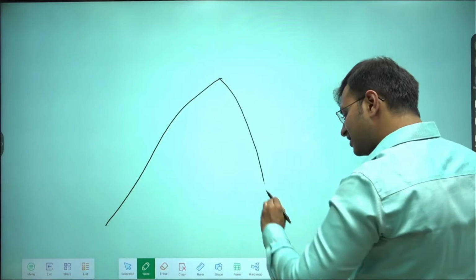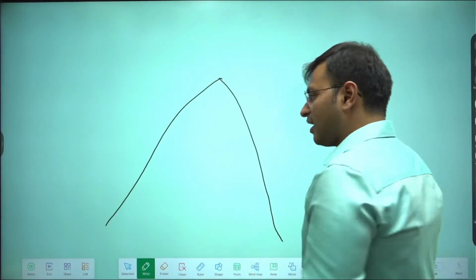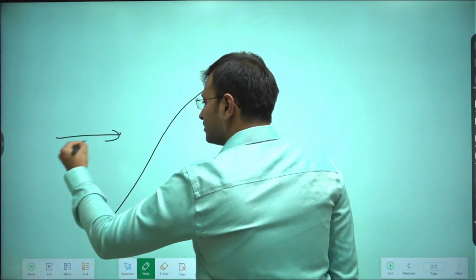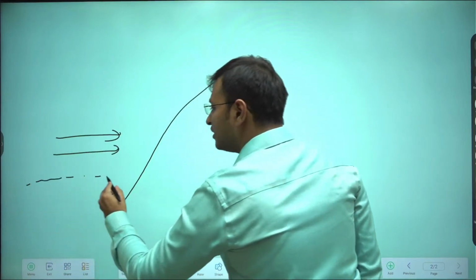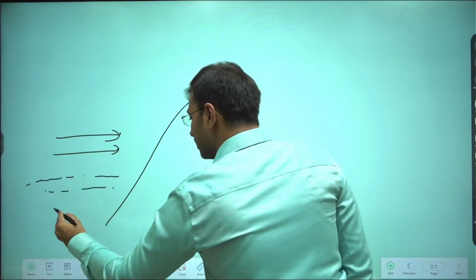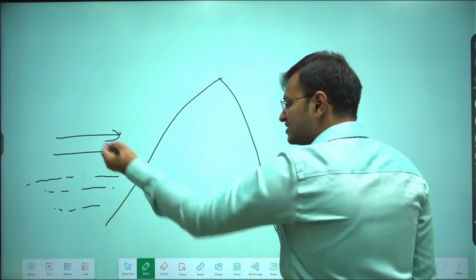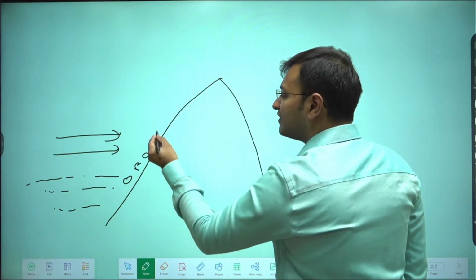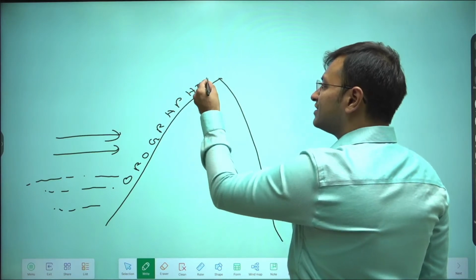So if I'm considering this to be an elevation of more than 1000 meters, and you have wind coming like this, this is the direction of wind, and here you have the water body, the oceans, like this. So this side of the mountain which is facing the wind is called the orographic side.